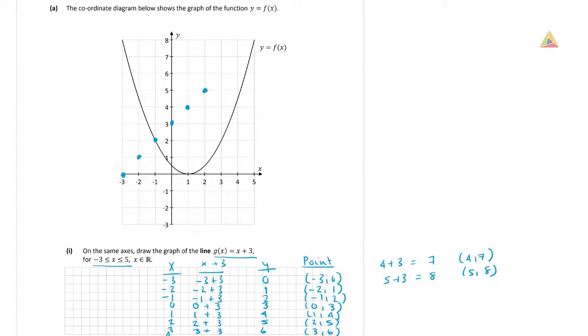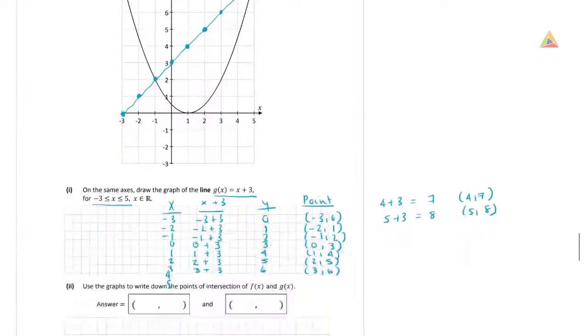The point 3, 6 is here. The point 4, 7 is here. And finally, the point 5, 8 is up here. Now you get your ruler and you draw the best fit line that you can. Now again, this is a little bit wobbly because I'm using a tablet, but you always get your ruler and join up the points accordingly.